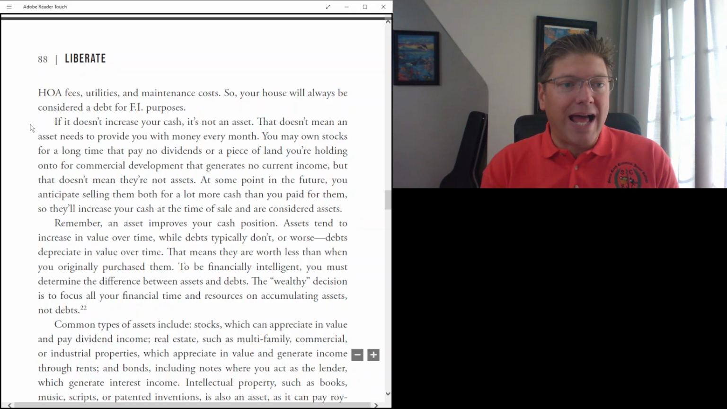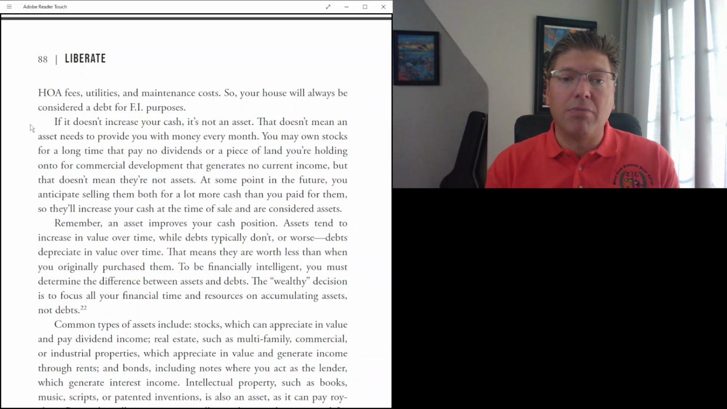That doesn't mean an asset needs to provide you with money every month. You may own stocks for a long time that pay no dividends, or a piece of land you're holding on to for commercial development that generates no current income. But that doesn't mean they're not assets. At some point in the future, you anticipate selling them both for a lot more cash than you paid for them. So they'll increase your cash at the time of sale and are considered assets. Remember, an asset improves your cash position.